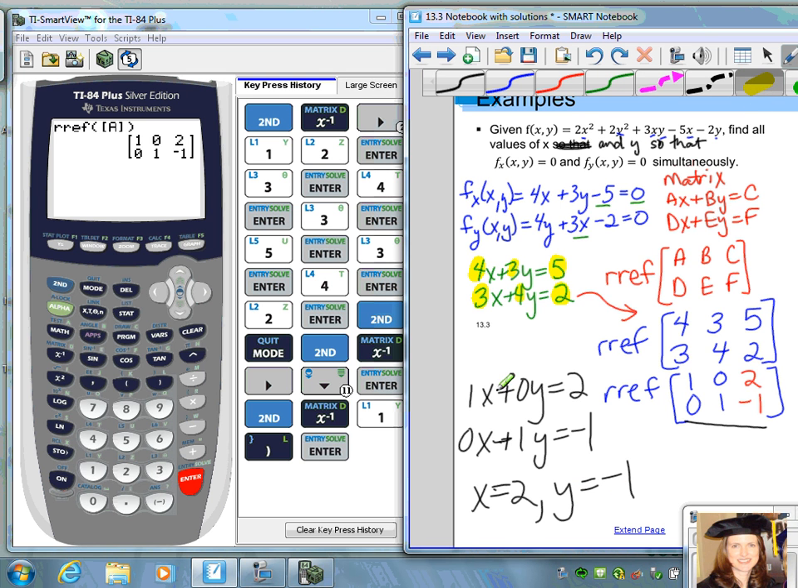So again, you take those numbers here from the matrix, and it ends up being that these last two numbers are your solutions, your x and y. So what we've done here is found the values of x and y so that the partial derivative of this with respect to x and y are both 0 simultaneously.